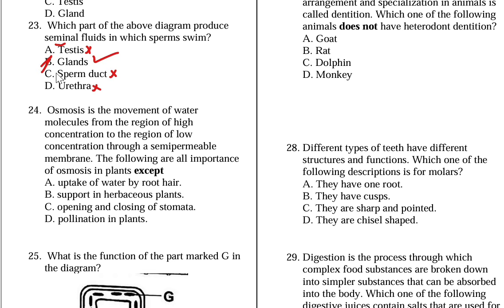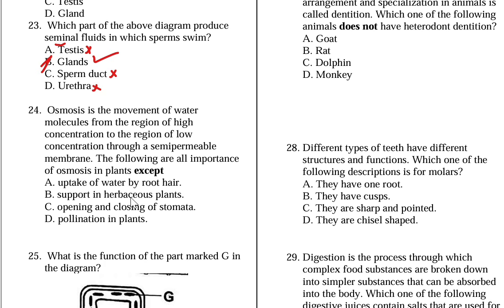24, we continue. Number 24, don't get tired. Osmosis is the movement of water molecules from the region of high concentration to the region of low concentration through a semipermeable membrane. That is true. The following are all importance of osmosis in plants except A.